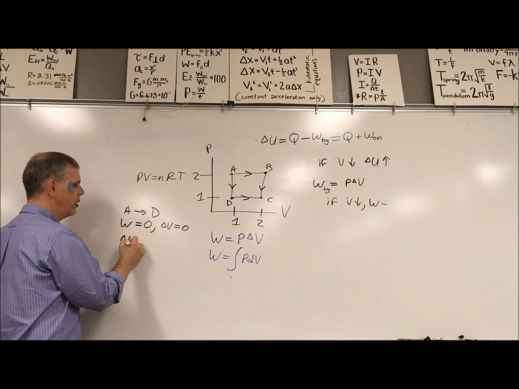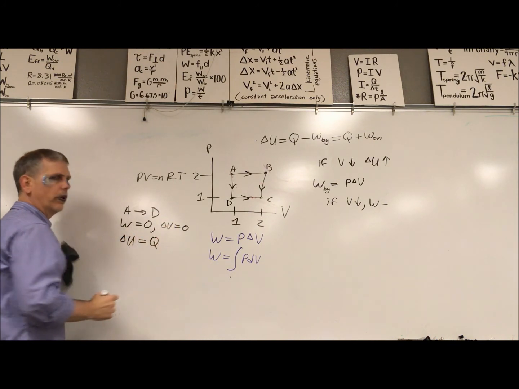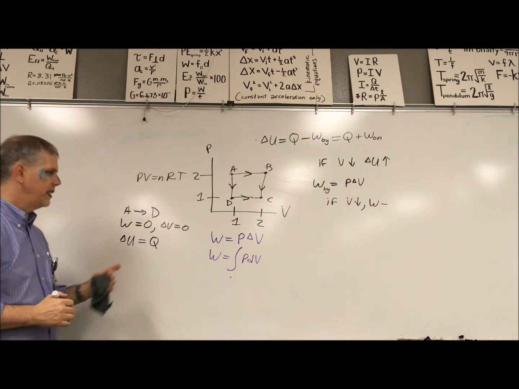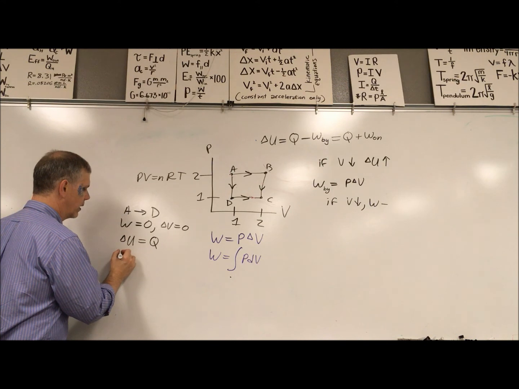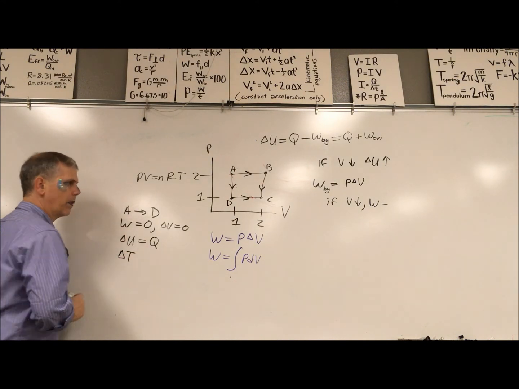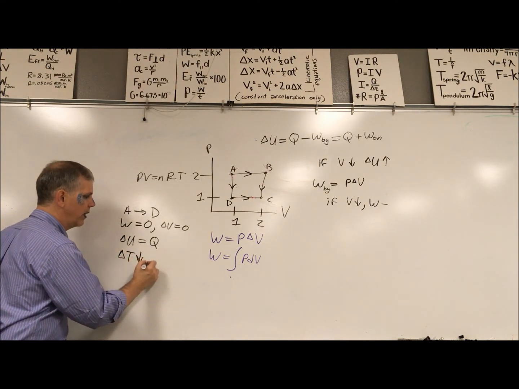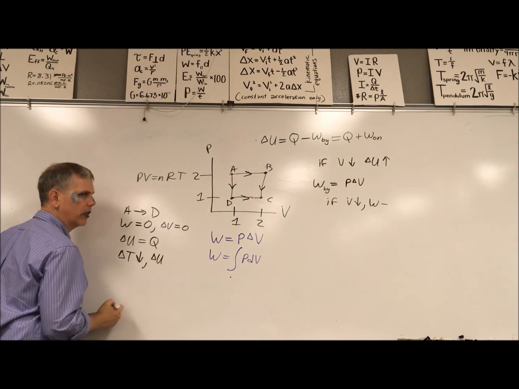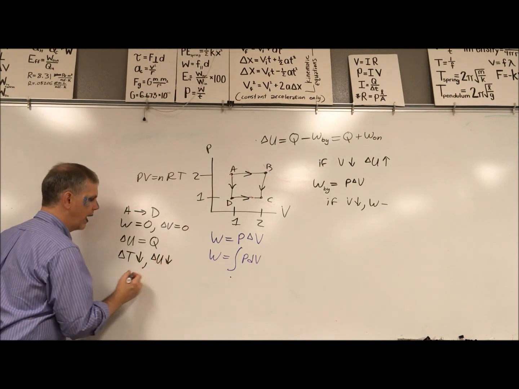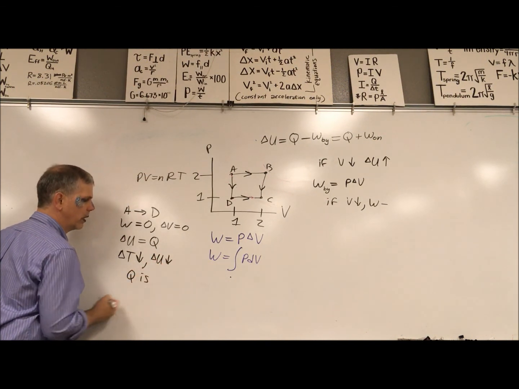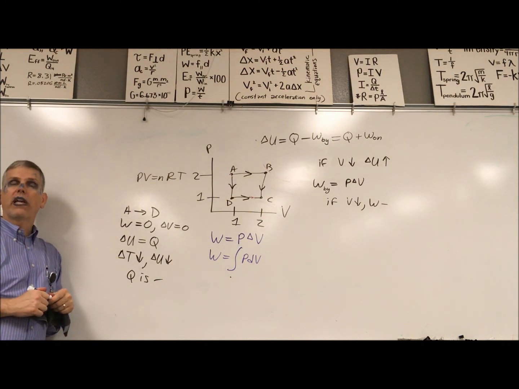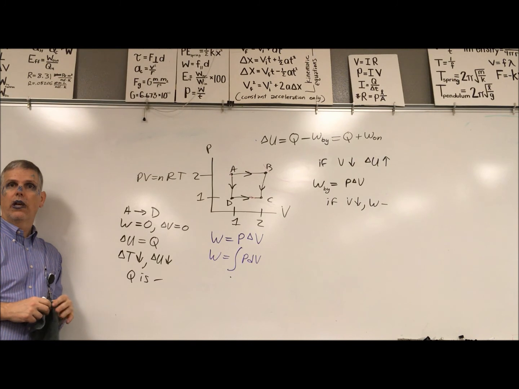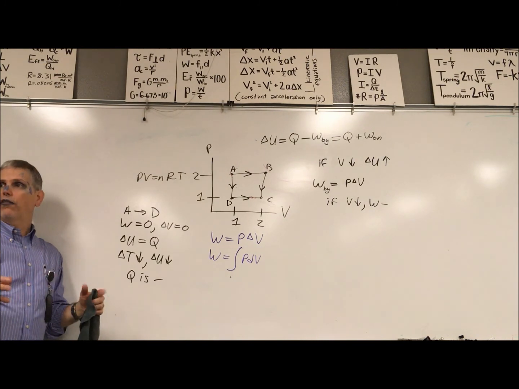Then delta U equals Q. Is this an increase or decrease? Oh, sorry. What's our delta T? Up or down? Down. Negative. Therefore, delta U is down, and Q is negative. That's an exothermal process. You have to extract heat from the gas.